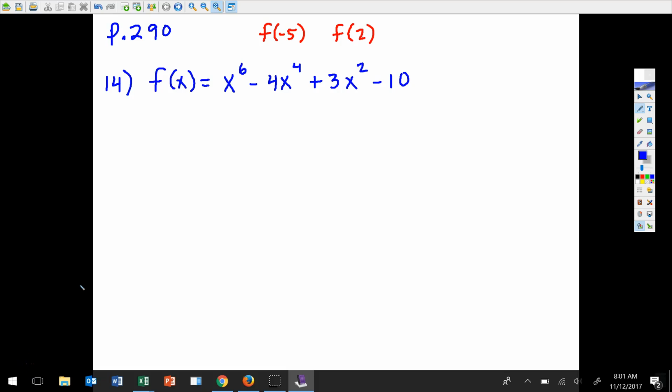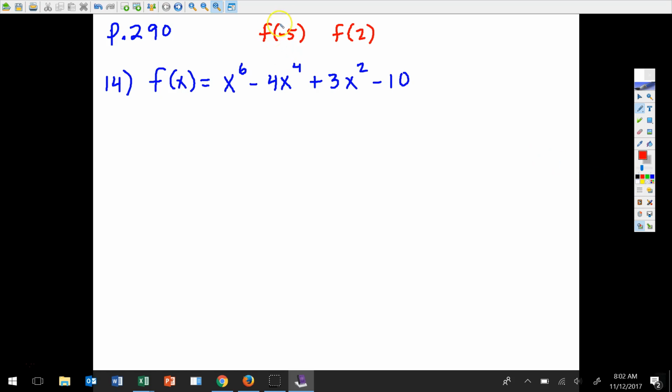Here's a little homework help from lesson 4.8. This is page 290, and I've chosen two problems, one of each type that you had to do for the homework. From this type of problem, number 14, you were told to evaluate a function using two different inputs, but instead of doing direct substitution, which is what we've done in the past, we're going to do synthetic substitution.